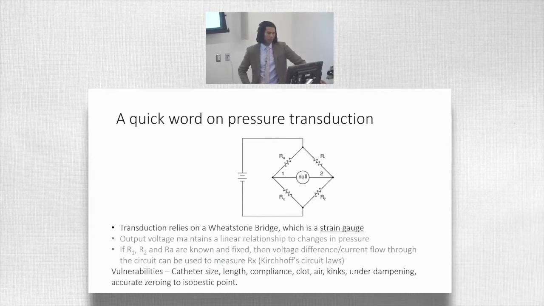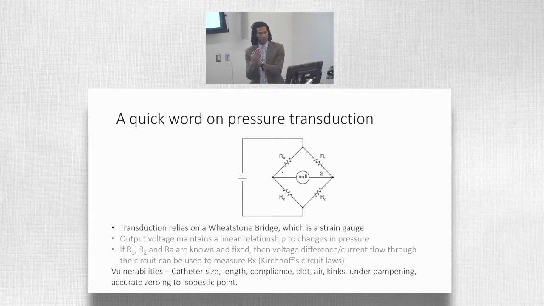I want to talk, just before we quickly review some of the intravascular pressure tracings, on how we transduce pressures at the bedside. Transduction of pressures relies on a strain gauge, what's known as a Wheatstone bridge. Essentially how this works is you have a column of fluid in contact with a silicon membrane. Pressure is transmitted through the column of fluid from the vascular space.